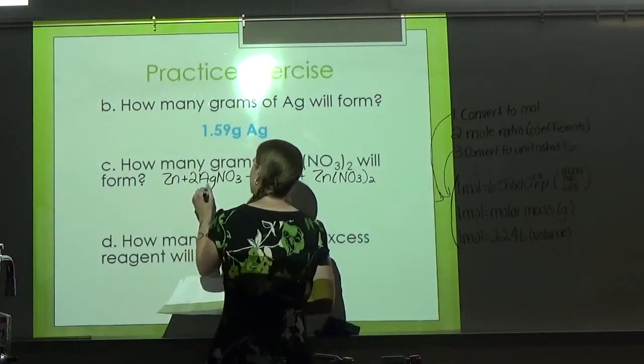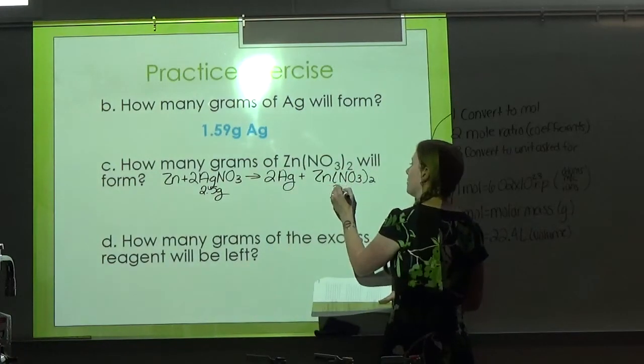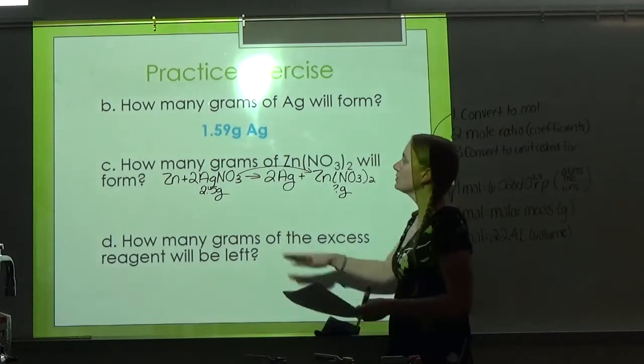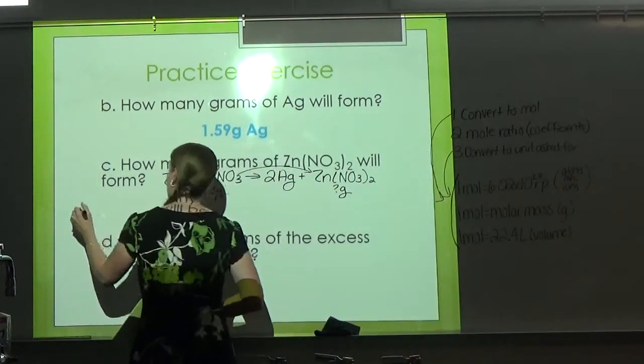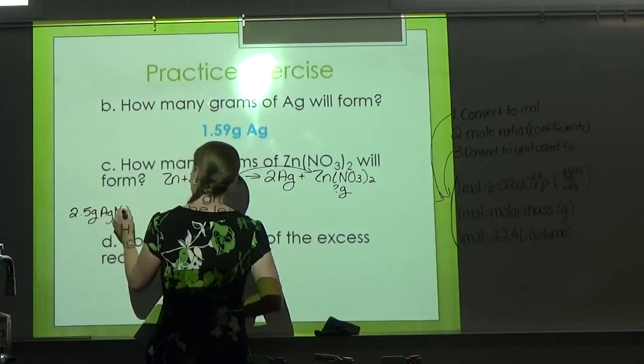So if you remember, they told us we had 2.5 grams of silver nitrate, and so now we're trying to get to grams of zinc nitrate. So in other words, we're just going from here to here. So just a basic stoichiometry problem again. So I start with my 2.5 grams of silver nitrate.